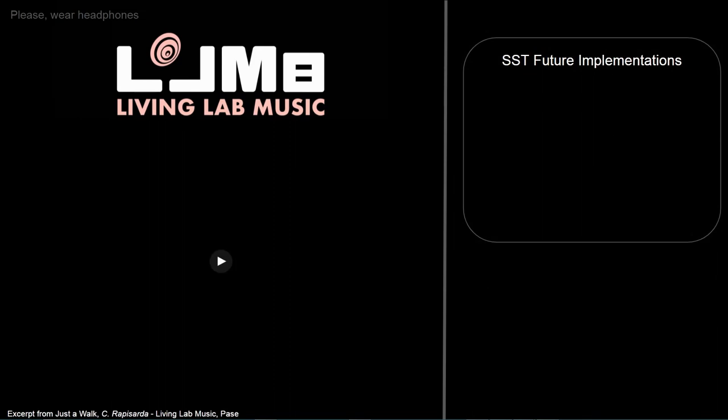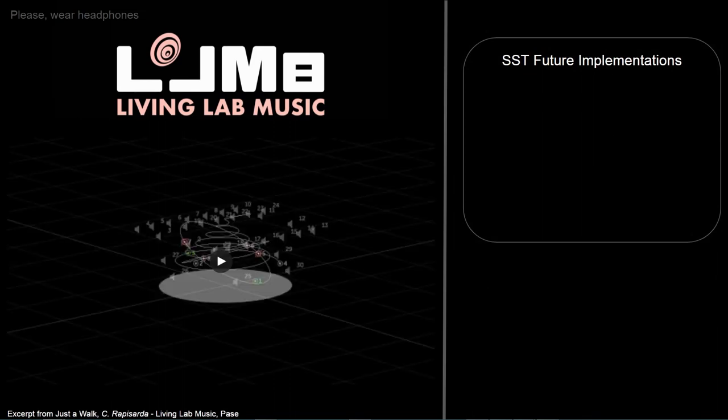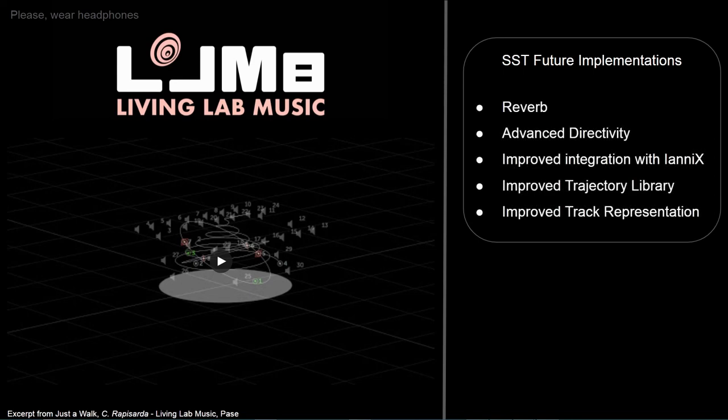Tests allowed us to identify a few additions and bug fixes that deserved to be addressed in the future, such as a reverb implementation for improved distance simulation, the advanced management of Ambisonic's directivity using independent parameters for each sound source, the resolution of issues pertaining generation of objects on SST, which at times are conflicting with IanniX logic, an improved trajectory library, the inclusion in the score of a further representation of cursor-related events at the track level.